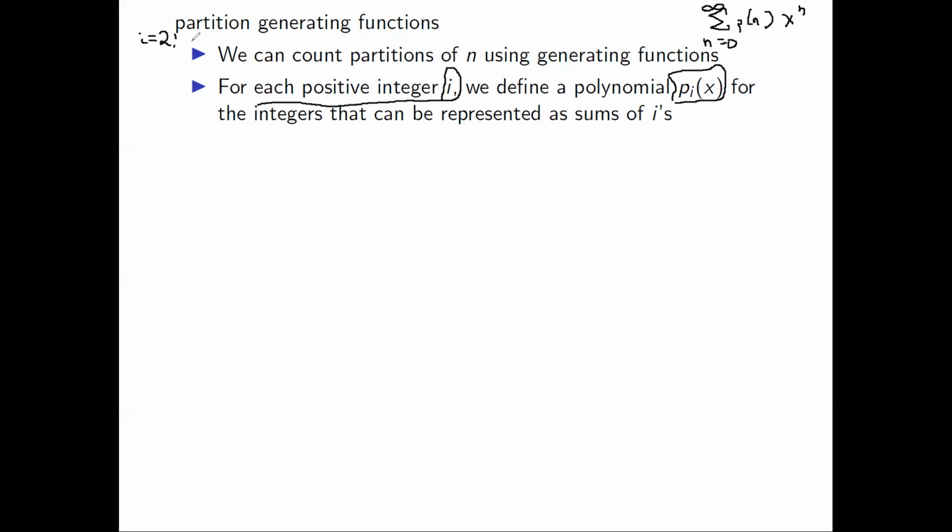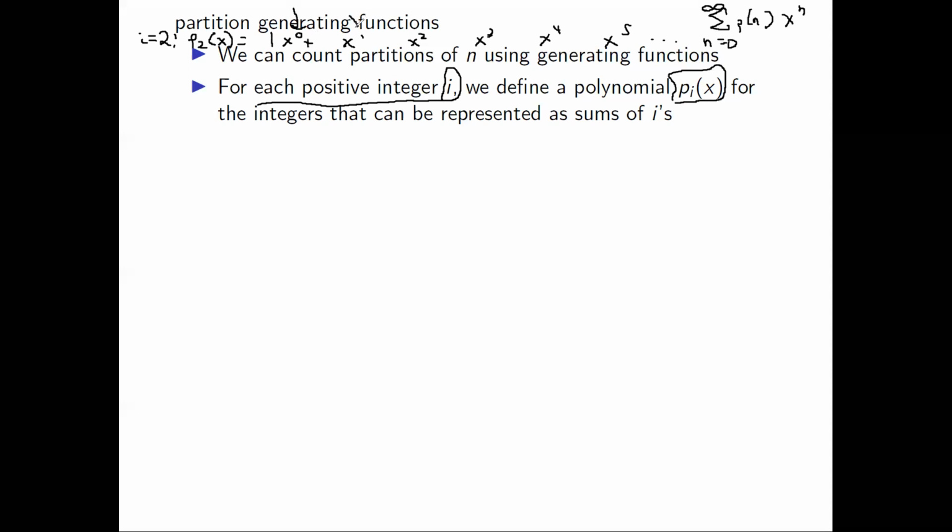If we want p_i of x, so p_2 of x, each power of x, so we have x to the 0, x to the 1, x to the 2, and so on. So each power of x, we want the coefficient of that power to be the number of ways that we can write that power as a sum of i's. So 0, that's our first power. How many ways can we write 0 as a sum of i's, where i equals 2? So we want to write 0 as a sum of 2's. We can just write it as the empty sum, so we get a 1 in front of the x to the 0.